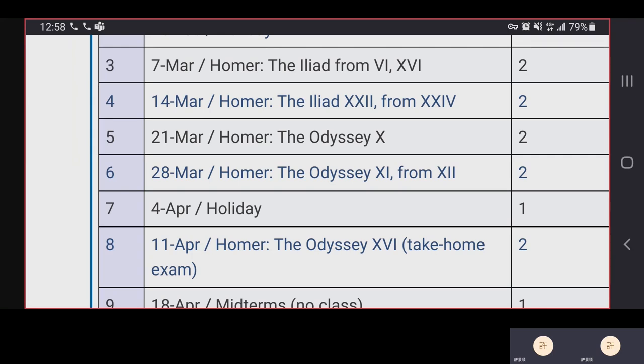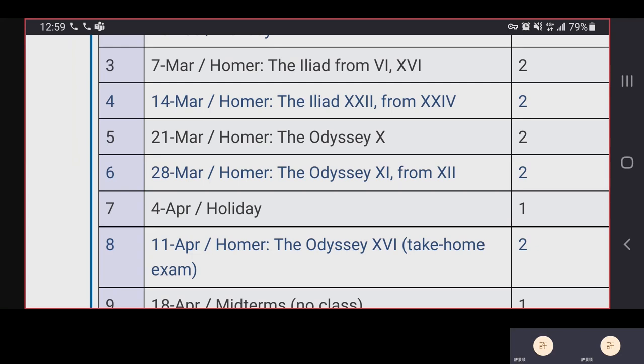The first thing we're going to be reading is the Iliad. I have heard this translated into Chinese as 木马屠城记, but that's not quite true because the story of the Trojan horse happens after the Iliad ends. So it's not part of the story. The Iliad does talk about the Trojan War, but it's not the story of the war.